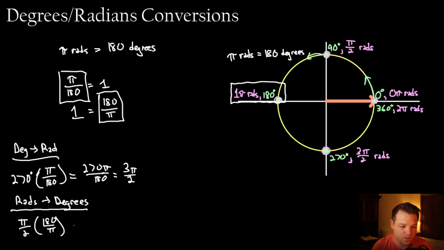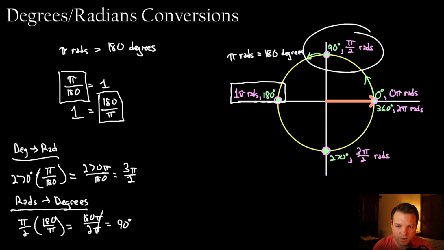And you can see when I multiply across, not skipping any steps here, I end up with 180 pi over 2 pi. And these pi's are going to cancel, giving me 180 divided by 2, which is 90 degrees. So pi over 2 is equivalent to 90 degrees, and let's go ahead and check over here, and that is correct. So what's the moral of the story here?